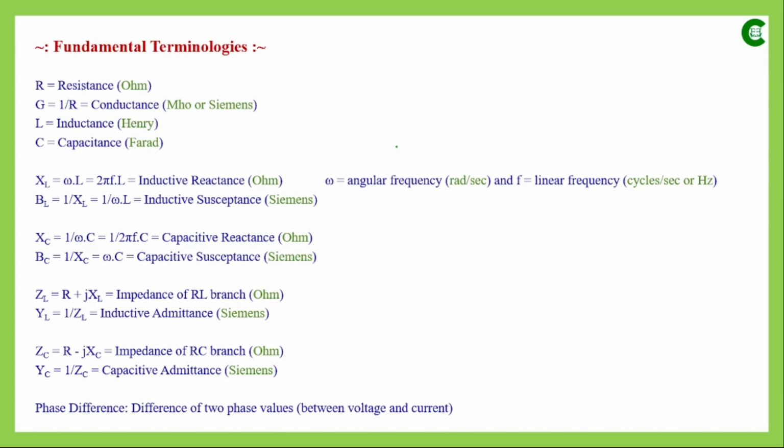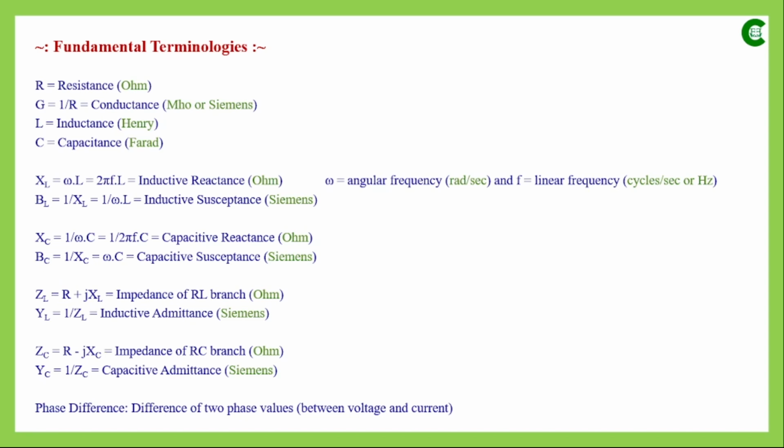First, we will learn about a few fundamental terminologies that we frequently come across when we study or discuss AC circuits. The first thing is resistance. I have already discussed resistance, inductance and capacitance in more detail in one of my previous lectures.